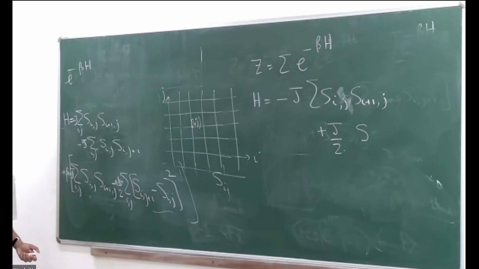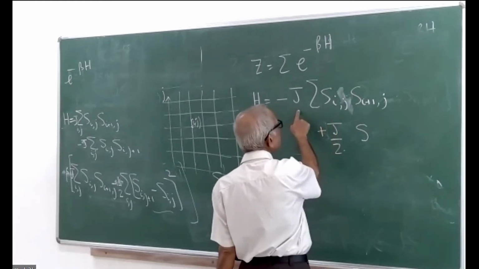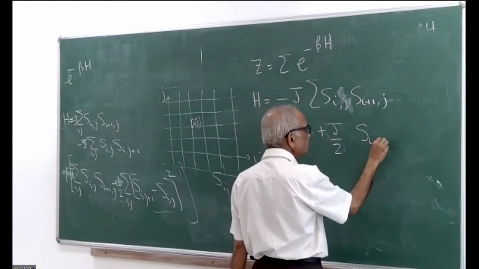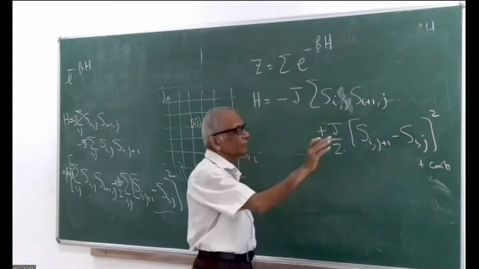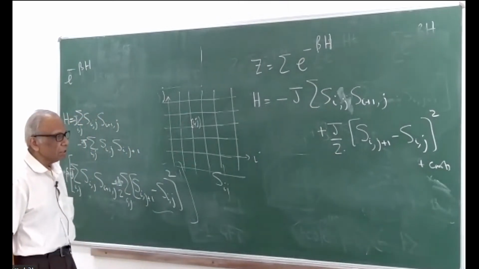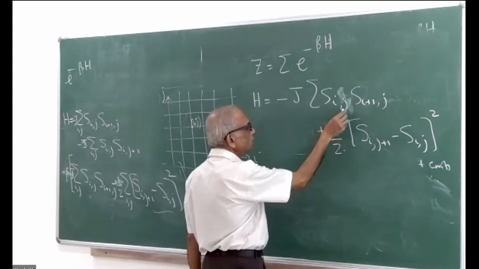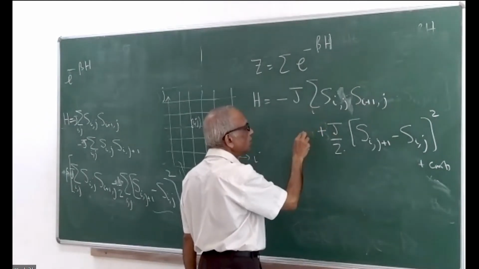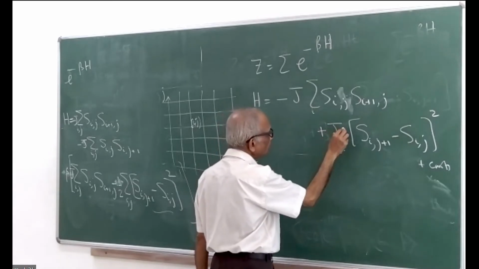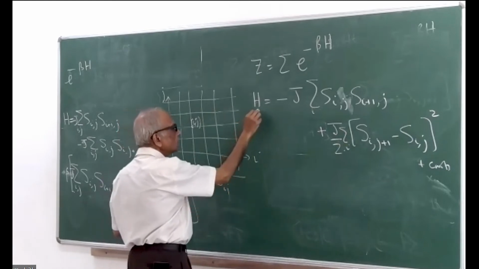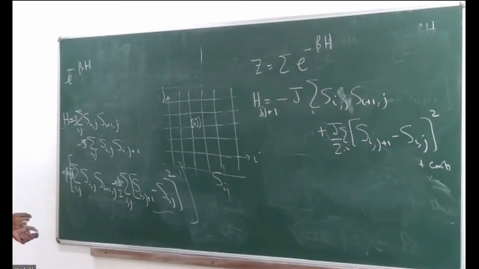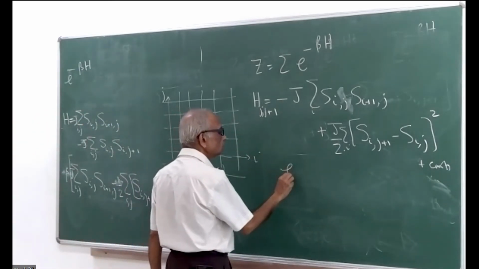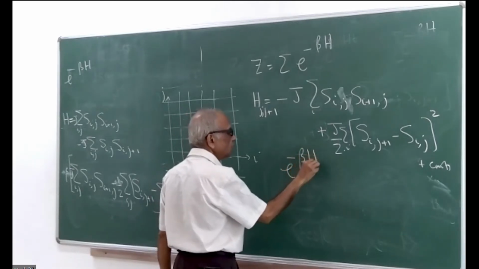So if I put a minus here, then this is minus J this and plus (S_ij plus 1 minus S_ij) whole square plus constants. This is summed over I, and now you saw everything is summed over I. I'm simply looking at H, which takes me from J to J plus 1, and then I'll sum over J. This is e to the power minus beta H.